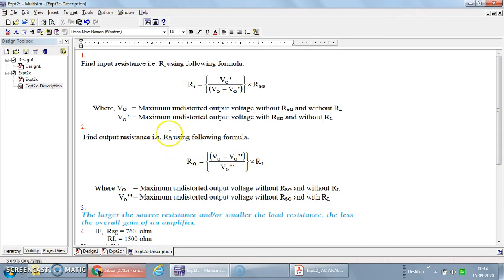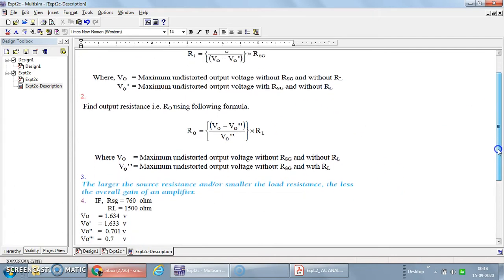The second important point is how to find the output resistance R0, using the formula R0 = (V0 - V0'') / V0'' multiplied by the load resistance RL. To obtain the value of output resistance, RL comes into the picture. To obtain the value of input resistance, RSG comes into the picture. V0 is the same as previously, the output voltage we get without considering the effect of RSG and RL. V0'' is the output voltage considering the effect of RL and not considering the effect of RSG. This formula will give us the value of R0.